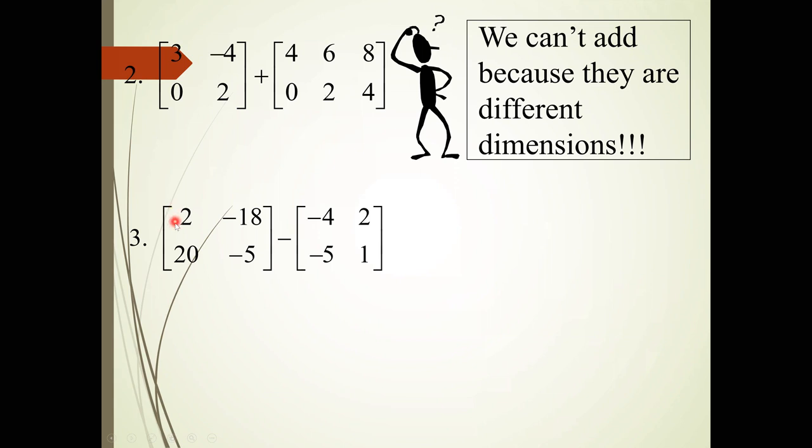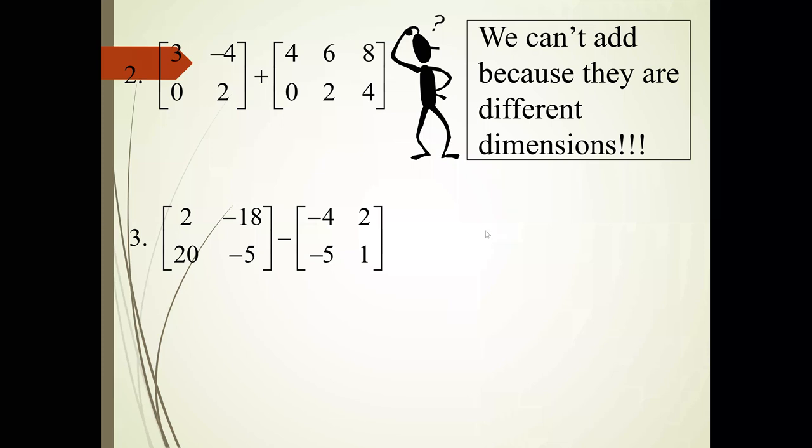So here we're going to take our 2, which is the first element. It is in the first row of the first column. We're going to subtract that. So it would be 2 minus 4, then minus 18 minus 2, 20 minus 5, and minus 5 minus 1. All right, let's look at it.